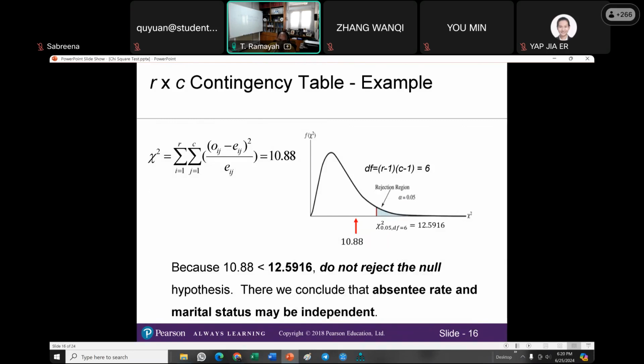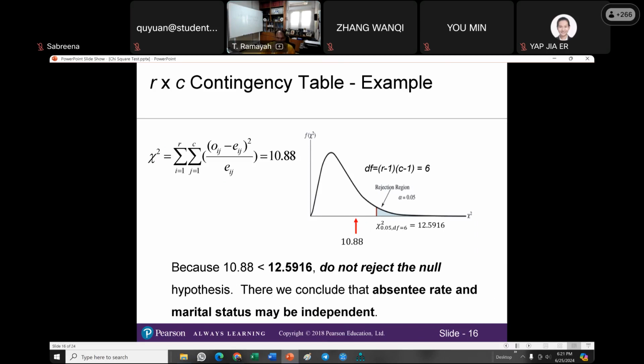We want to know whether the number that we calculated is on the left-hand side or right-hand side, smaller than or larger than. And you can see that 10.883 is smaller than 12.592, in this region. So because 10.88 is less than 12.5916, we do not reject the null hypothesis. Thus, we will conclude that absentee rate and marital status may be independent.